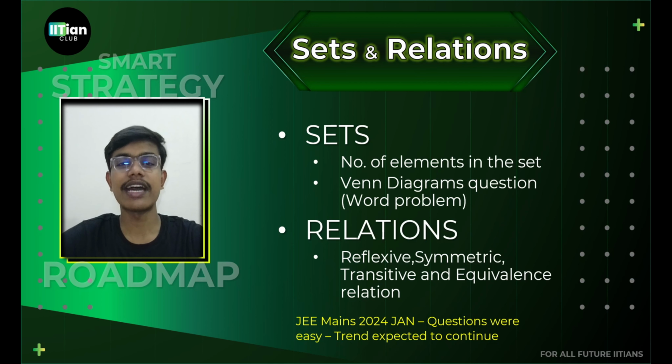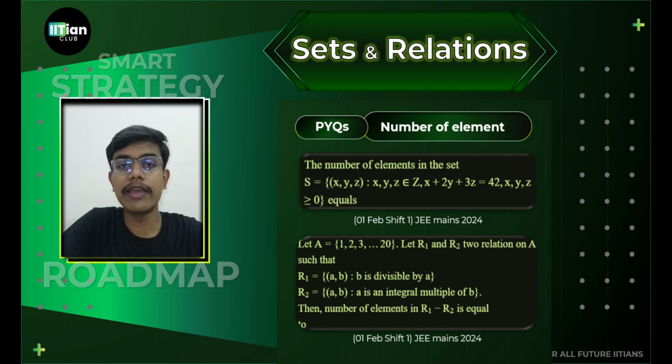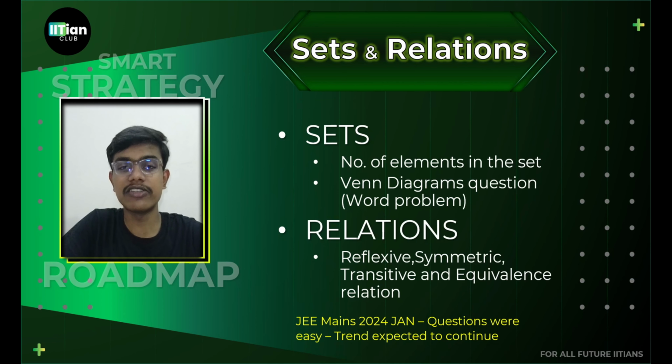Many easy questions were asked in the January attempt, so you can expect the trend to continue in April as well. Starting with sets. In sets, you will be given a set and some constraints on x comma y, and there will be some constraint on x comma y given as a quadratic equation or a cubic equation to solve. Or else they might give the condition in any way, but the conditions were easy this time. Earlier it used to be a difficult trigonometric equation, but in 2024 it was a bit easy, I would say.